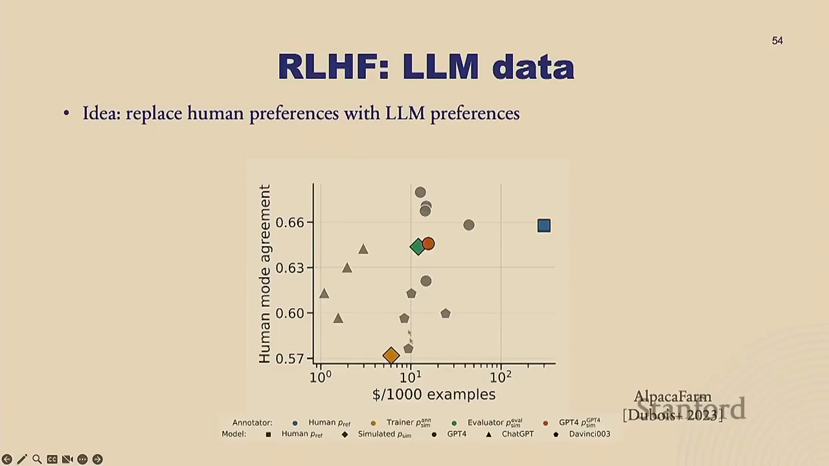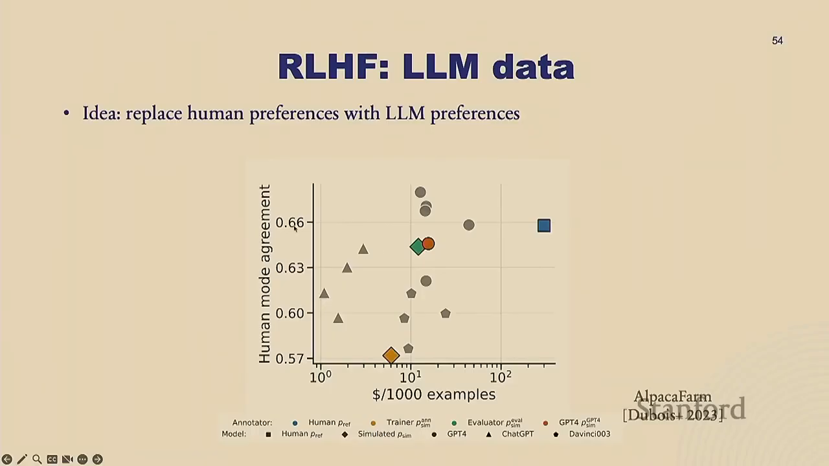On this figure, you see on the x-axis the price that we paid for collecting human data. It's around $300 for 1,000 examples, and this is on mechanical Turkers, which are usually cheaper than some of the other companies that you could go through. On the y-axis is the agreement with other humans, with the mode of other humans. And what you see is that, as I told you before, labeling is really complicated.